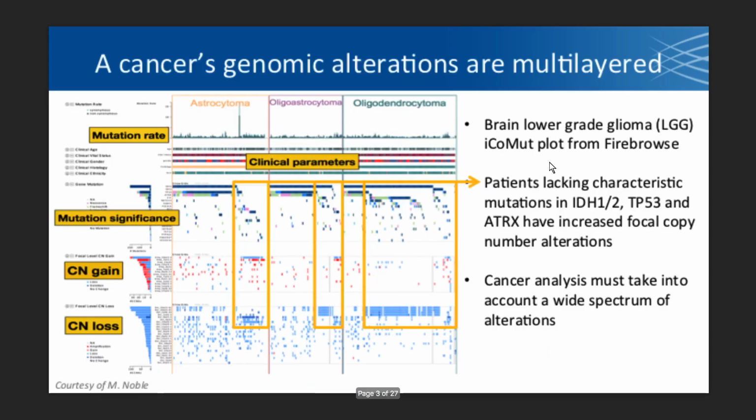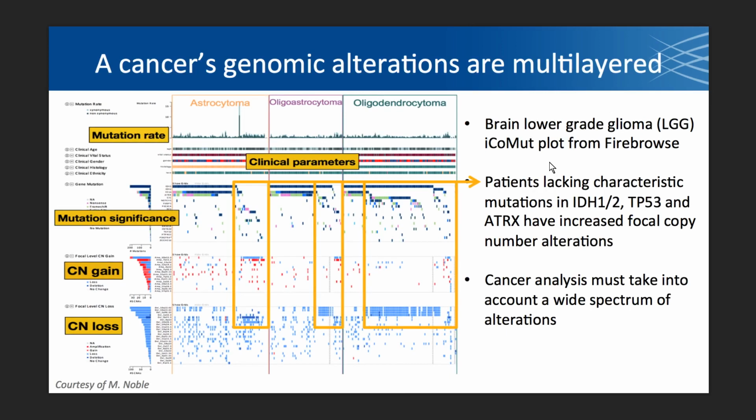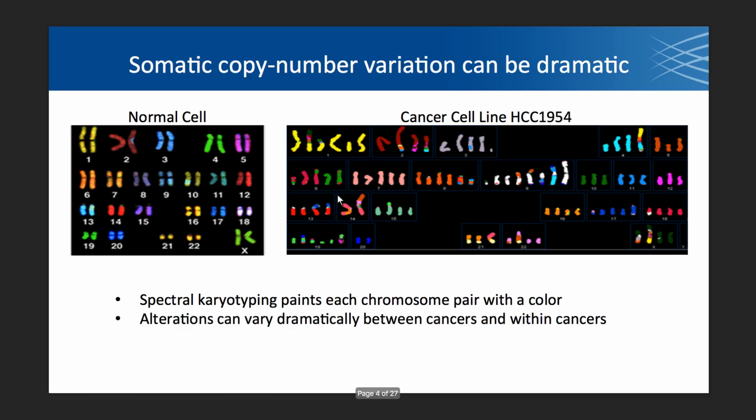This is just a reminder, and I just showed this like 20 minutes ago, that copy number alterations must be taken into account in conjunction with short variants. And you can see how dramatic somatic copy number variation can be. These cells are from the same individual, and they've been made into cell lines. This is the matched normal for a breast cancer cell line called HCC1954. And here we've painted each chromosome with a specific color.